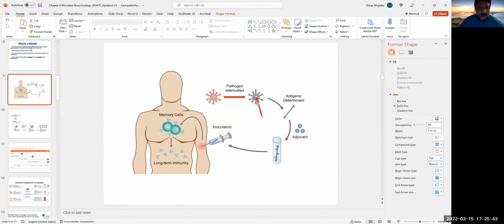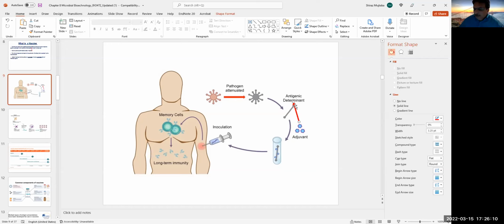Also, it is very important to characterize this pathogen at a molecular biology level, and we come to know exactly which protein within this pathogen is causing disease. That is called the antigenic determinant. So what is an antigen? An antigen is anything foreign to our body that is capable of eliciting an immune response.